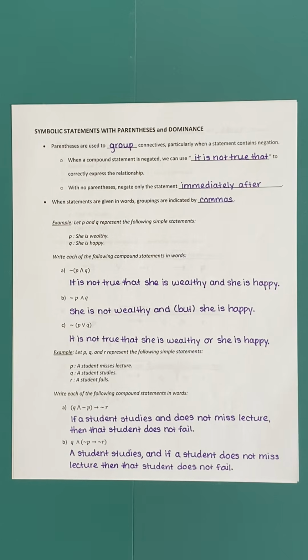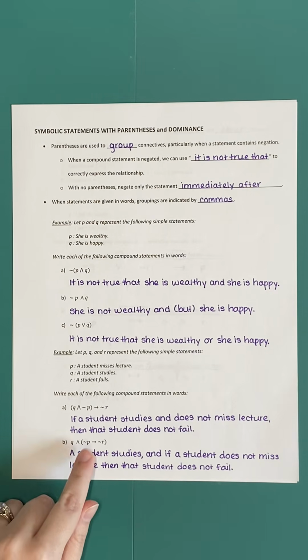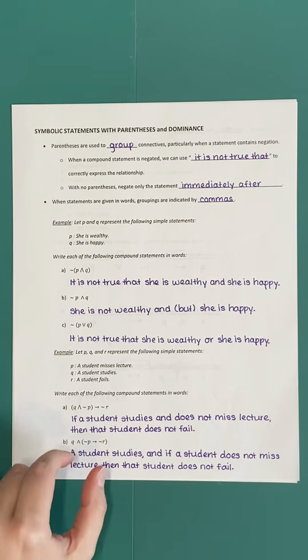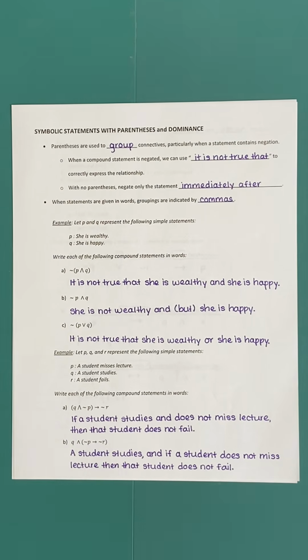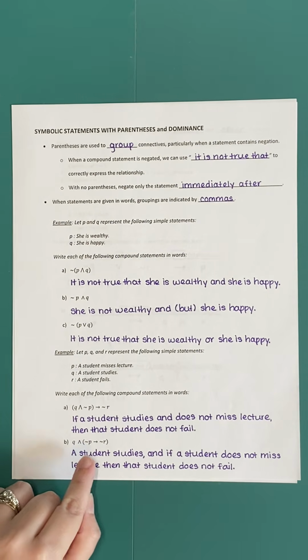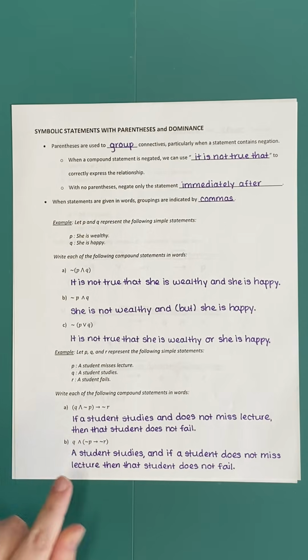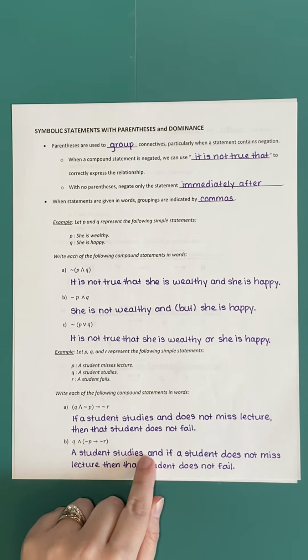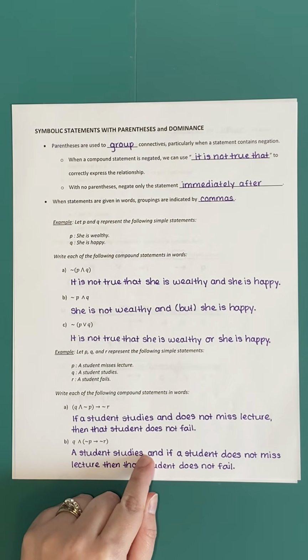Now let's talk about the comma. How do you know where to put the comma here? Well, we also have to consider things that come before the grouping. So here's the grouping. The comma is going to indicate that there is a grouping, that things that come before, things that come after the comma are separate. In this case, versus the previous one, the parentheses come later. They come after that first statement that was then combined with and. So we have a student studies, forget about the comma, a student studies, and if a student does not miss lecture, then the student does not fail.